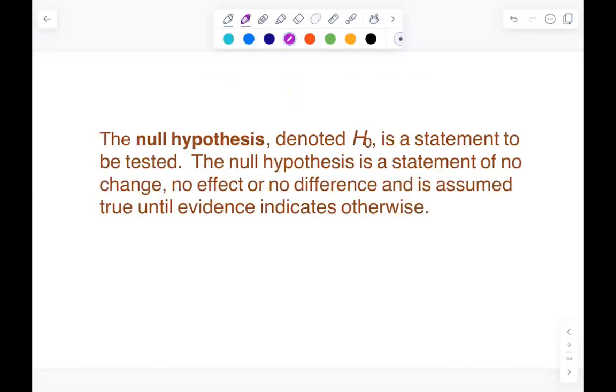Okay. So, the null hypothesis. It is denoted as H naught, H sub 0. This is the statement to be tested. We assume it is true until we have evidence that it is not. So whatever previous study we used, we assume that that's true until we can show that it isn't true. That's called the null hypothesis. Sometimes we'll just call it the null.